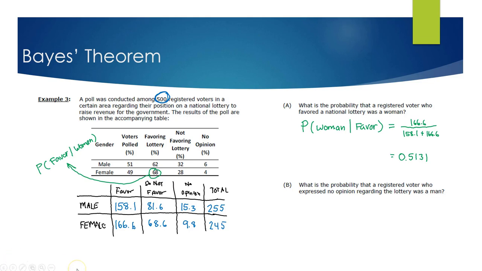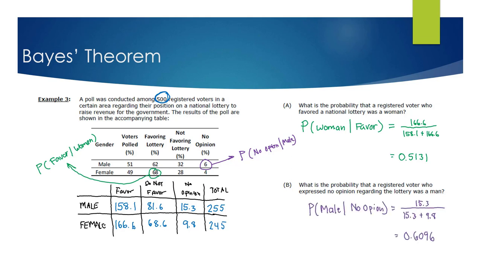We're looking for the probability that a person who expressed no opinion was a man. So we're looking for the probability of someone being a man given that they expressed no opinion. Again, students will look at this table and say, well, that's 6%. Well, no, that's the probability that someone expressed no opinion given that they were a male. I'm looking for the probability that someone's a male given that they expressed no opinion.